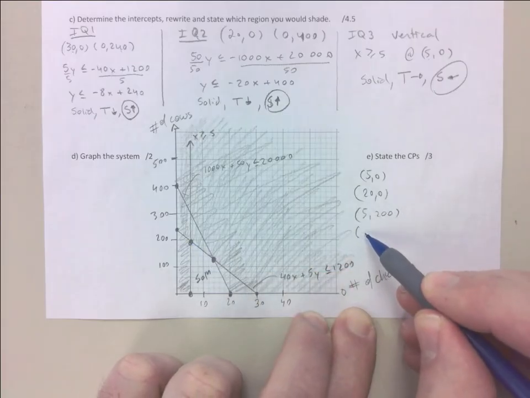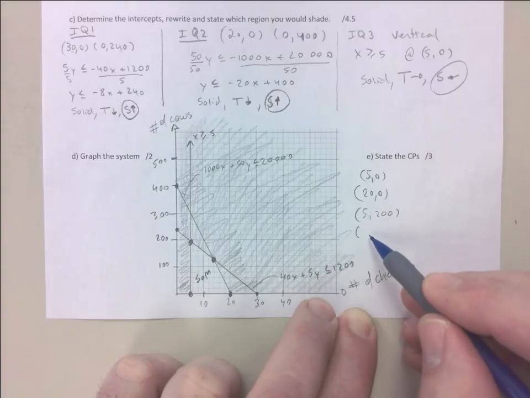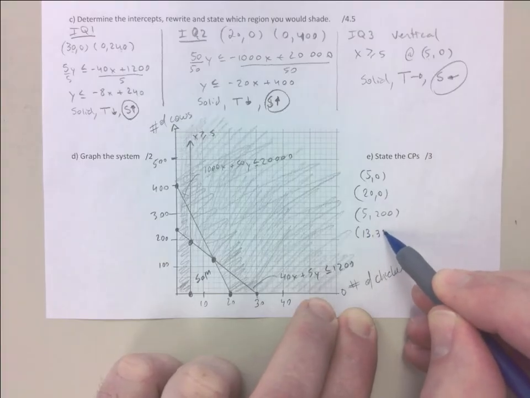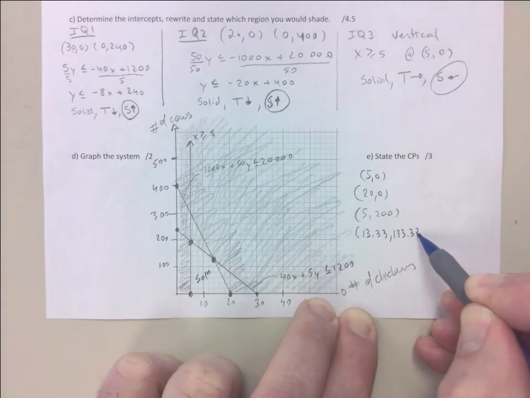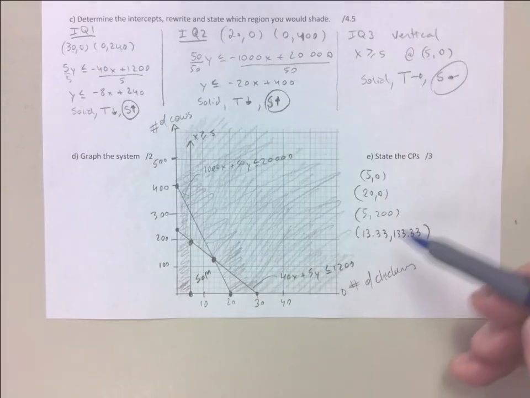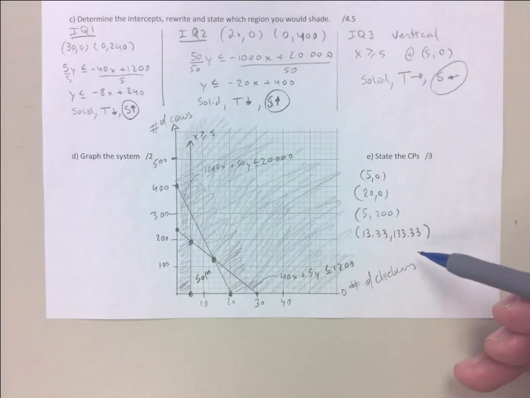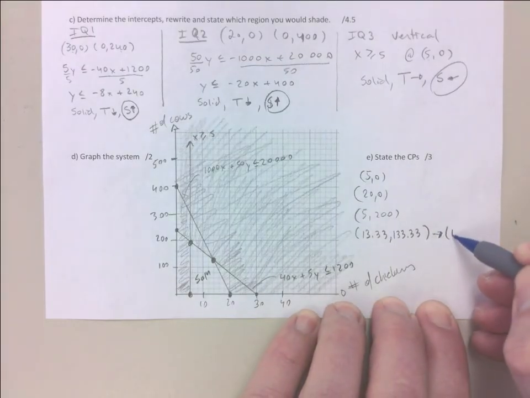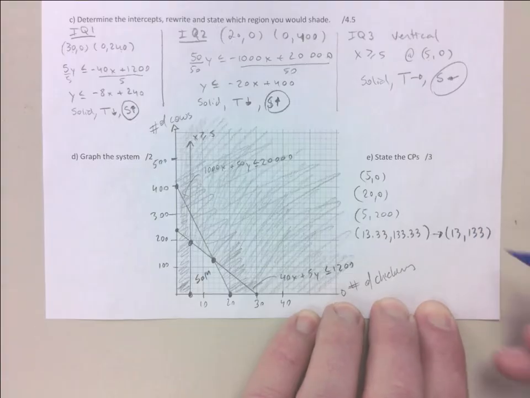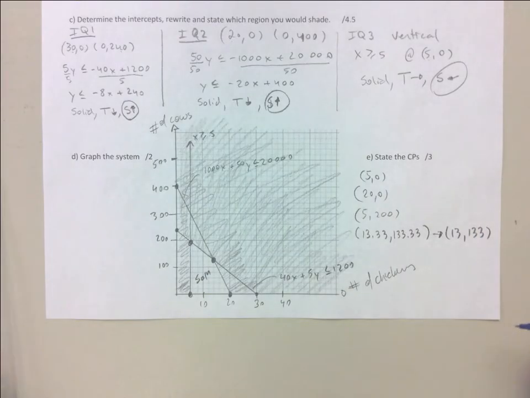And 133.33. This is a bit of a problem. Can you have decimals in this case? You cannot have decimals because it's chickens and cows, right? So you just round that one to 133. Or you can round up if you want, that's fine. Either one is acceptable. That's it for the quiz.